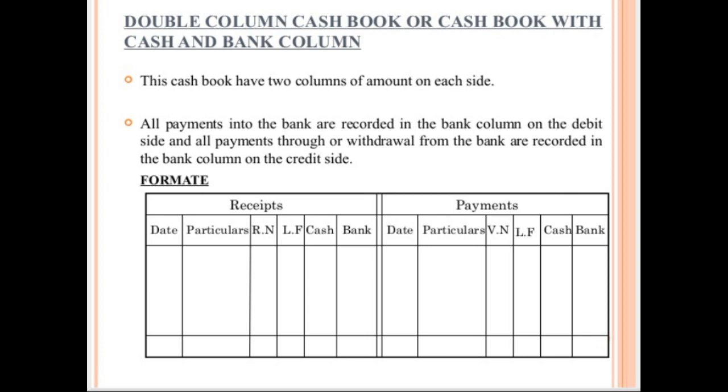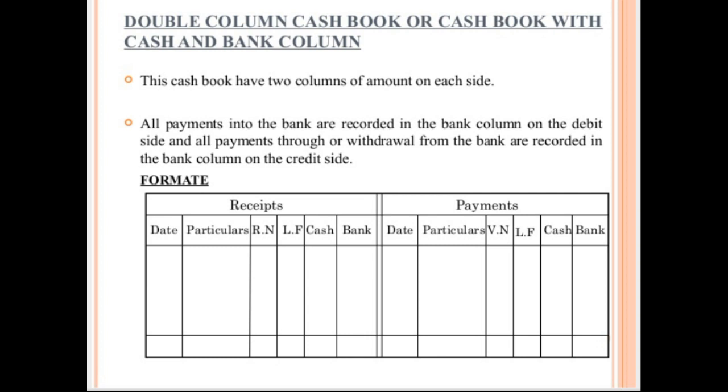All payments into the bank are recorded in the bank column on the debit side. That means if we receive any cash from an outside party, from any of our debtors, then we are going to deposit that check in our bank, and that transaction has to be recorded on the debit side of the cash book.